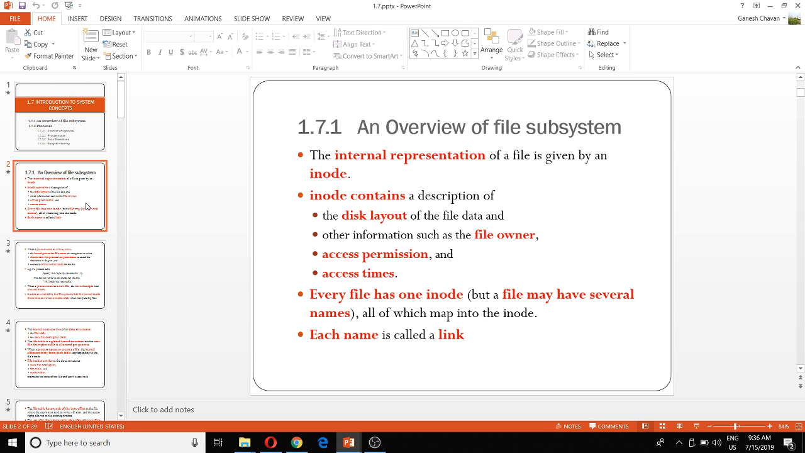The internal representation of a file is given by an inode. An inode is basically an identification of a file. An inode contains the description of the disk layout of the file data and other information such as file owner, access permissions, and access times. Every file has one inode, but a file may have several names, all of which map into the inode. Each name is called a link.